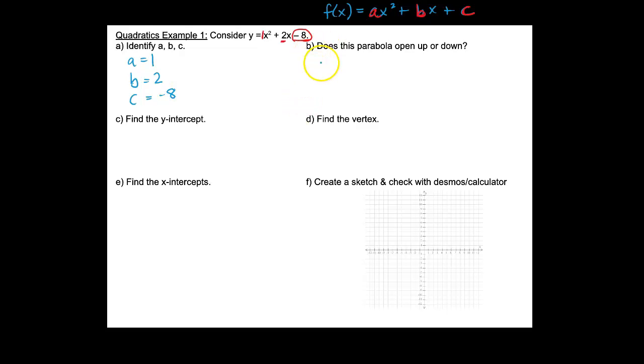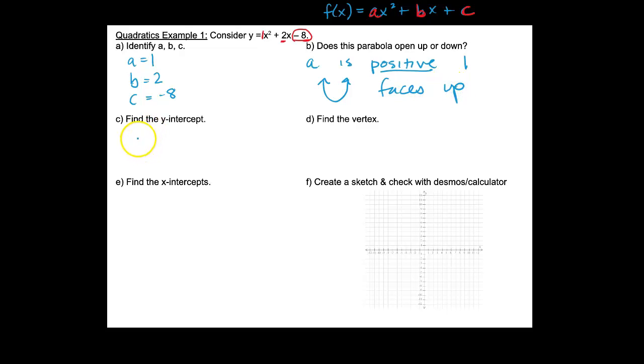Part B asks us, does this parabola open up or down? And so when we're asking this question or answering it, we want to look at the a value and ask ourselves, well, is a positive or negative? So a is positive. It's positive 1. So since it's positive, the parabola is going to face up.